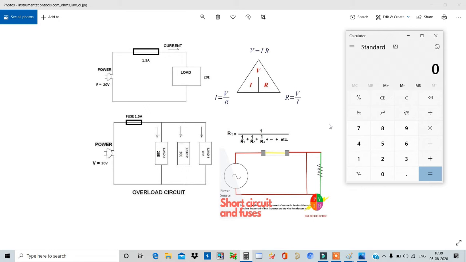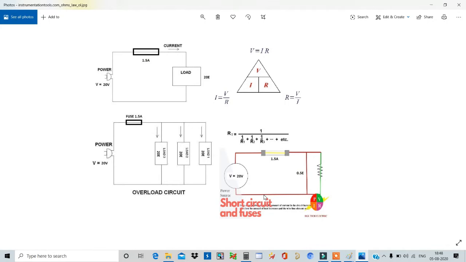And what is a short circuit? A short circuit is the same thing: 20 volt input I am giving and I provided 1.5 amps only, but there is no load. It's directly connected to ground. So from here to here there is a direct short. Once there is a short, the current will flow through the fuse and it will never go to your load. Certainly it will go to your ground path.